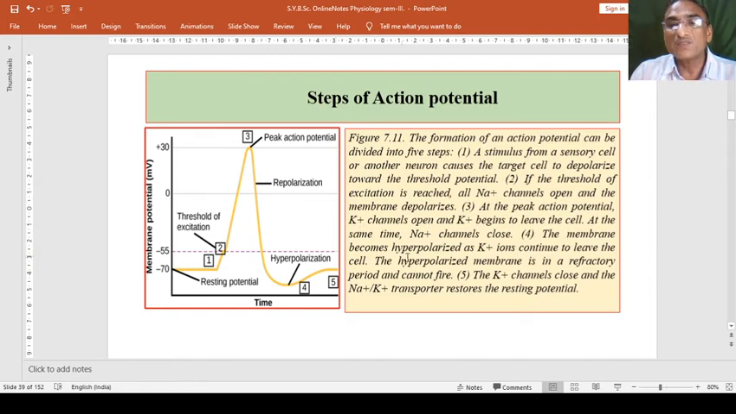Fourth, the membrane becomes hyperpolarized as potassium ions continue to leave the cell. Here, if the potassium ions continually move down, the potential drops down and causes the hyperpolarization. And this is the last step, where the potassium channels close and the sodium potassium transporter restores the resting potential, or we can call it that the equilibrium is maintained. This is the equilibrium maintenance level, and these are the steps of a complete action potential.